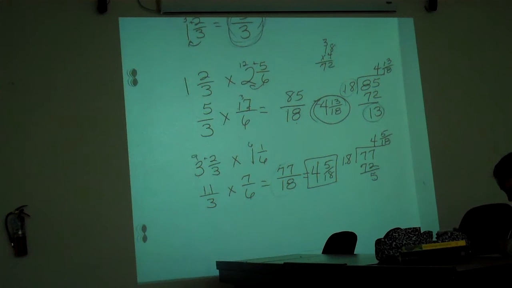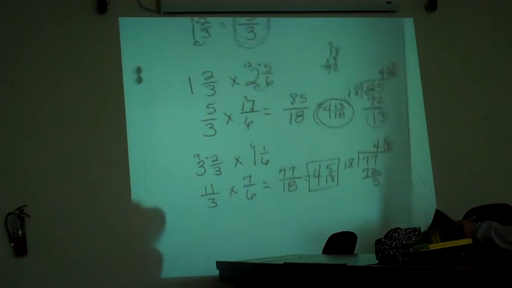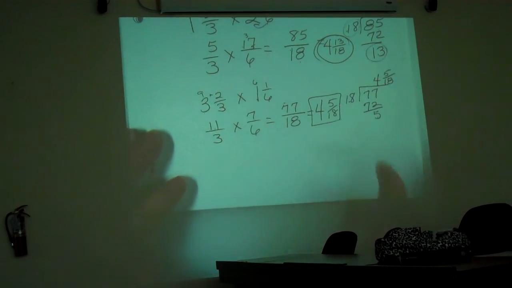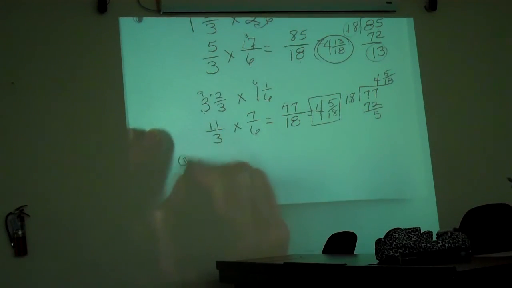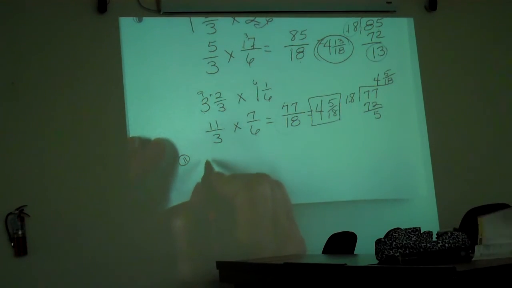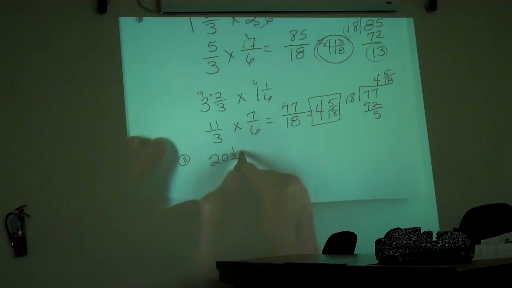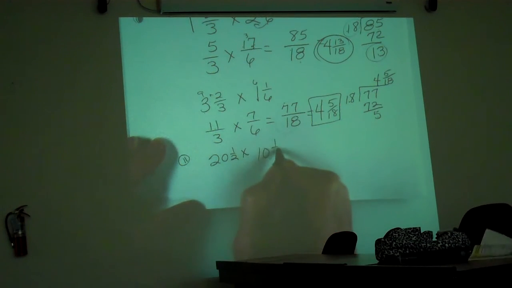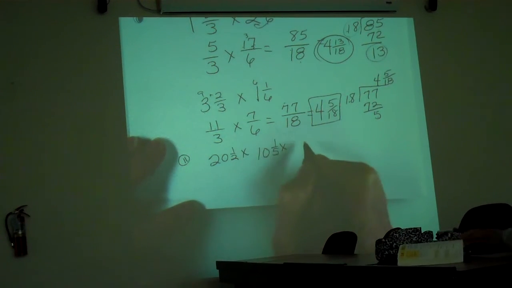Okay. If you have 3 numbers that are multiplied, you're not going to have to do 11 or 12, but there's 3 of them. We'll do one like that anyway, so you know how to do it. We'll do number 11, and you can check in the back to see if we got the right answer. Okay, this is 20 and a half times 10 and 1/5 times 4 and 2/3.